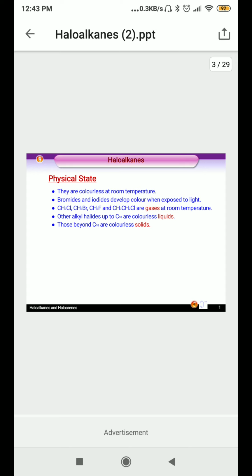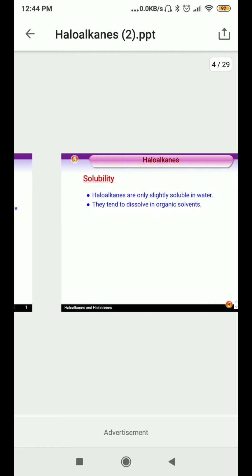Methyl halides and ethyl halides are gases at room temperature. Other alkyl halides up to carbon 18 are colorless liquids. Those beyond C18 are colorless solids. So up to C18, most of the carbon-halogen compounds are liquids in nature.